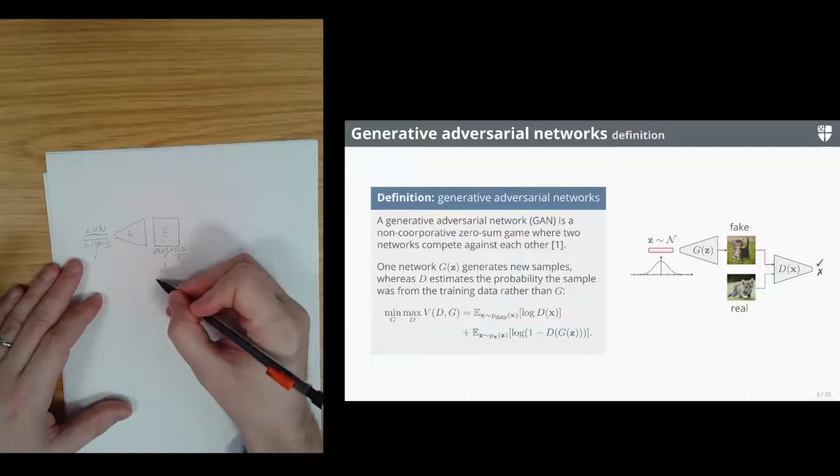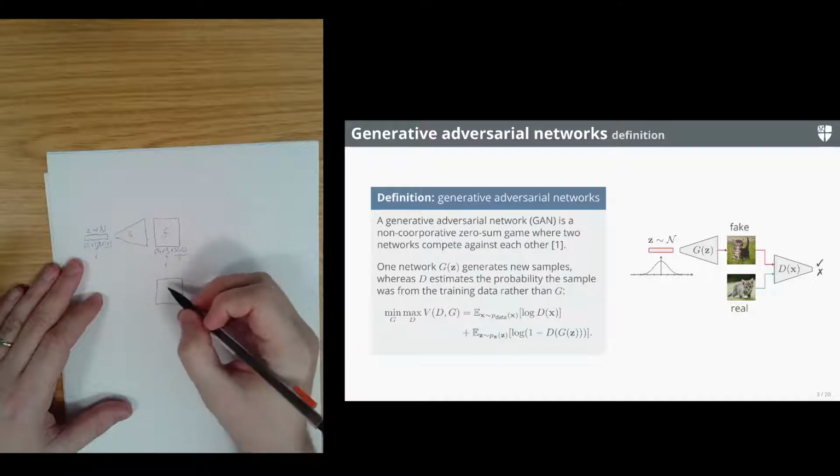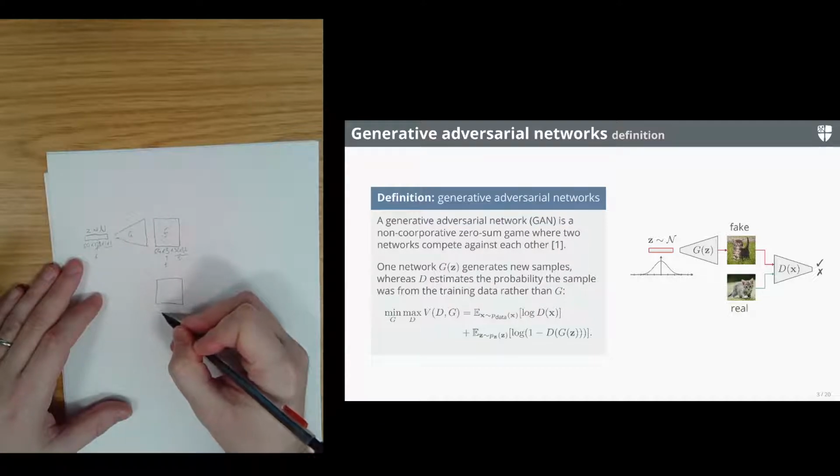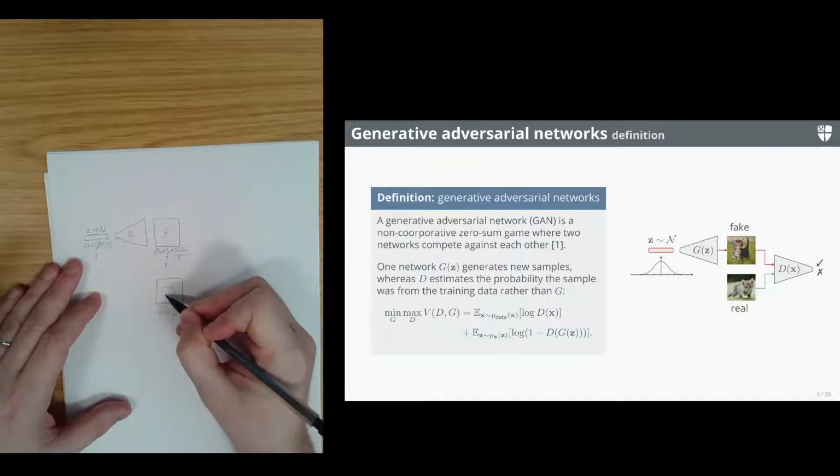Then what you do is sample some real images from your data set. So we could say this is X sampled from D. This is a real looking image of a cat. I won't pretend to draw a very good cat. There we go.